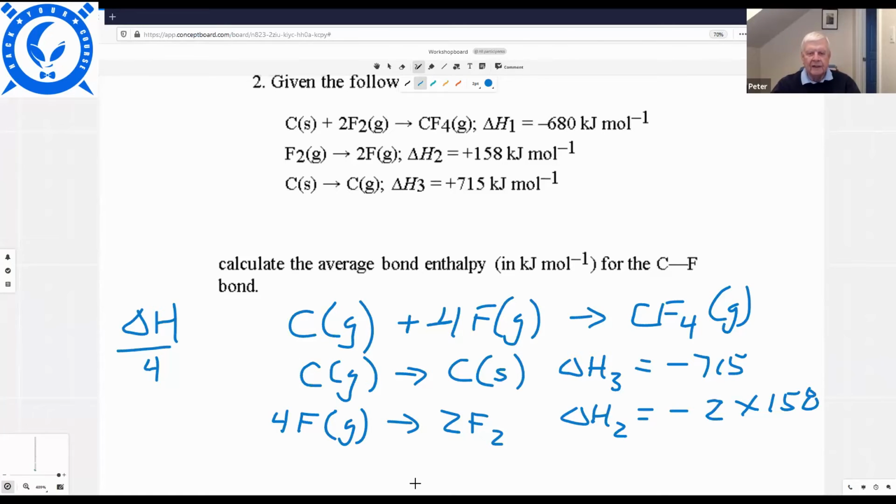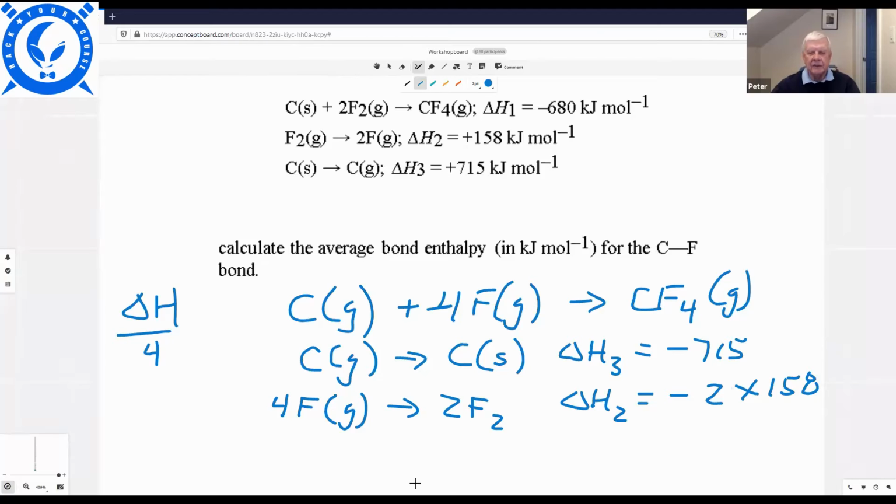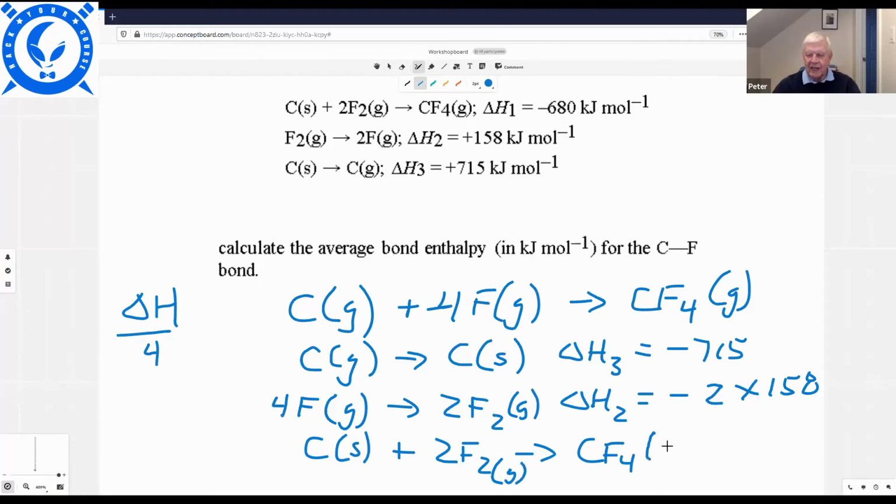The final one, I need to have CF4 as the product. Well, CF4 as a product is already in the first equation, so I don't have to change that. So C solid plus 2F2 goes to CF4 as a gas. Oh, I should be writing gas here, sorry. This should be gas, and this should be gas, and this should be gas. That remains intact, and that has a delta H of minus 680.